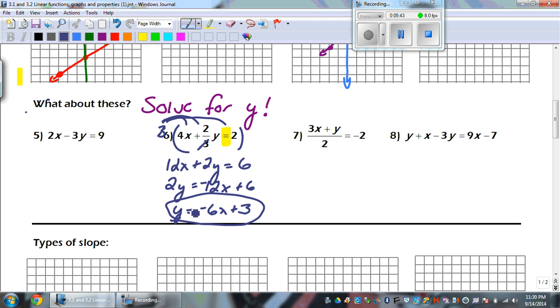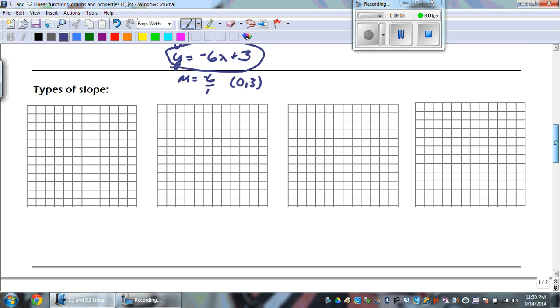Now at this point, if I asked you to graph it, you could tell me that the slope m is negative 6, or you could say negative 6 over 1. And the 3 is the y-intercept, so it has the ordered pair 0, 3. Okay, so if it's not in y equals mx plus b, just try to get y by itself, and you put it into y equals mx plus b form. Okay, let's keep going down.